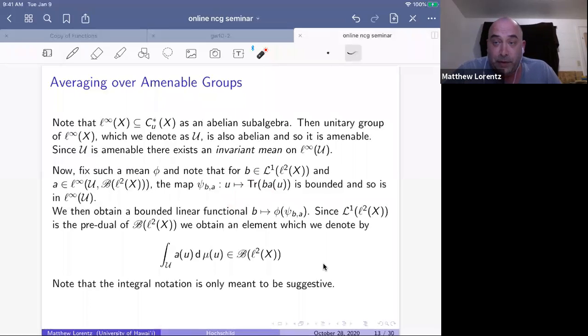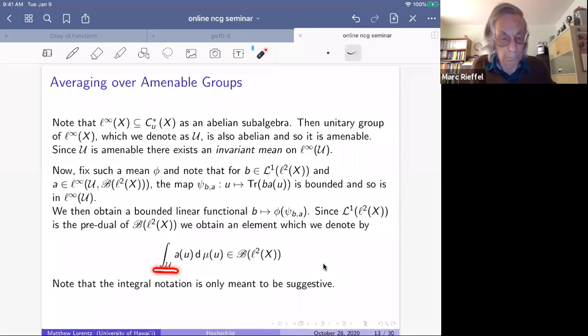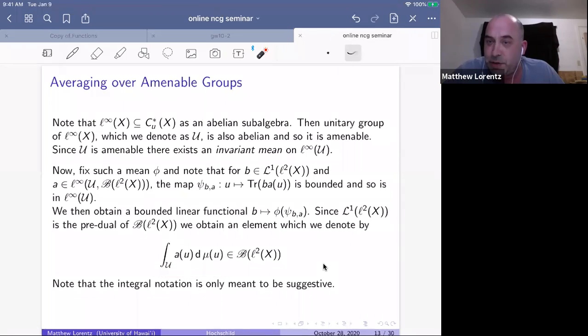And that's going to be a bounded map, so that's in L-infinity of U. From that, we can build a bounded linear functional, taking an element B in the trace class operators and sending it to phi of psi sub BA. Since the trace class operators are the pre-dual of the bounded operators, we obtain an element in the bounded operators on the square summable sequences. I'm going to use this notation for that element, but the integral notation is just meant to be suggestive.